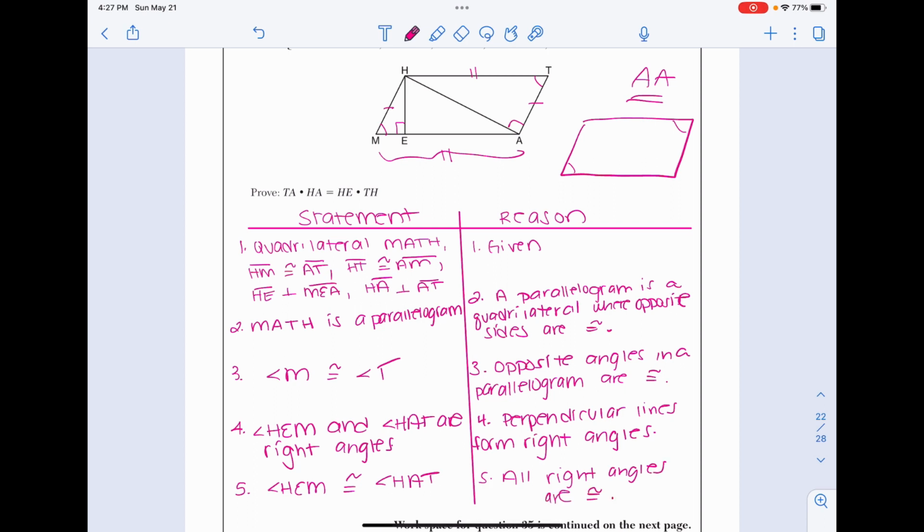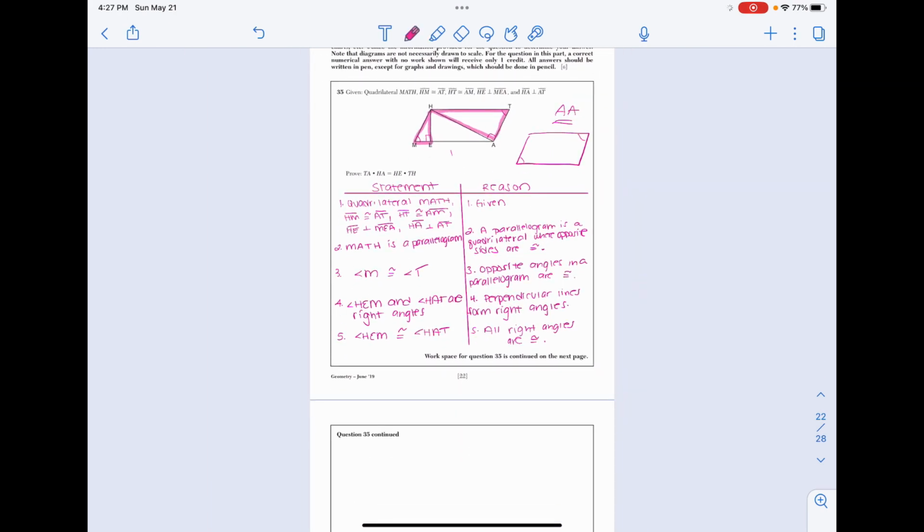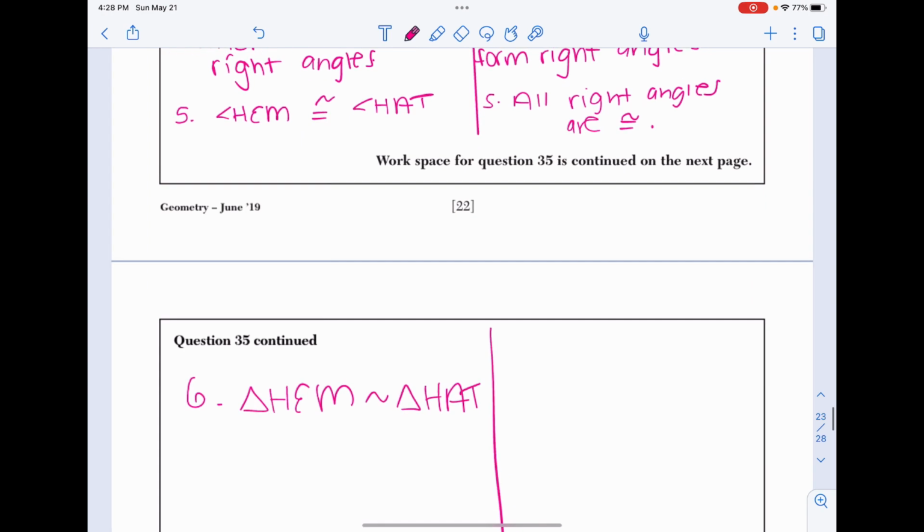So now if I look at these two triangles, I'm actually going to take out these tick marks just to make this picture a little simpler here. You can see in this triangle, I have two angles marked off. In this triangle, I have two angles marked off. So we're able to prove those two triangles similar by angle, angle. So for line 6, I'm going to zoom out for a second here. I have that triangle HEM is similar, notice the symbol there, to triangle HAT. And that's by angle, angle similarity theorem.